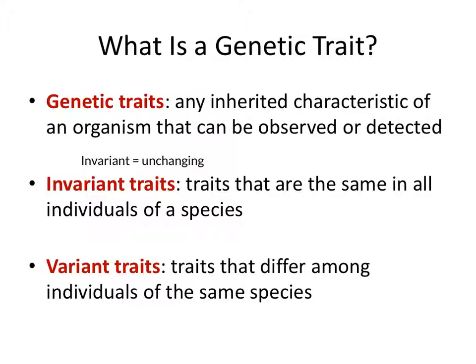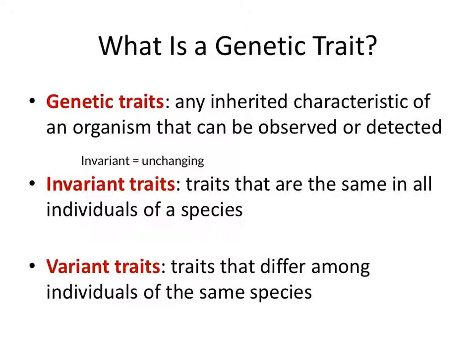Okay. A genetic trait is any inherited characteristic of an organism that can be observed or detected. The genes, though, don't code for traits specifically. They code for proteins with certain characteristics. And those characteristics are what we see as traits. So we're going to learn about genotype, the genetics underlying the proteins, and phenotype, the proteins underlying the traits.